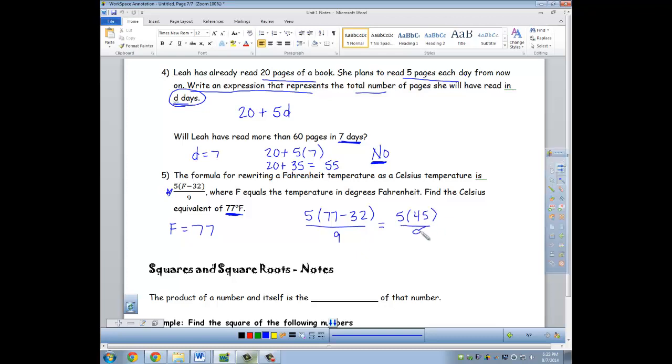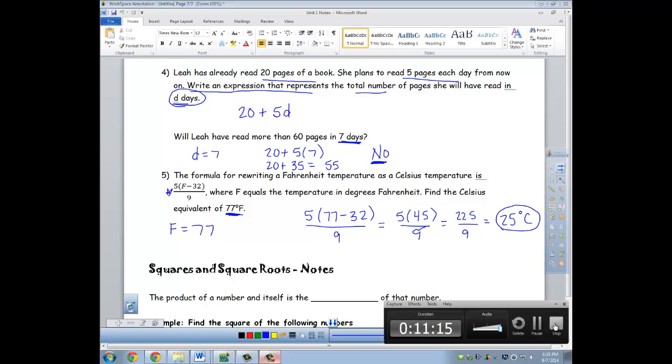And divide by 9. And 5 times 45 is going to give me 225 over 9. So I said you can multiply a variable with a non-variable. My label is going to be degrees Celsius. Since it's multiplication, I can put them together, even though one doesn't have a variable. When it's multiplication and division, you just do the numbers like you normally would, and put your variable with it.